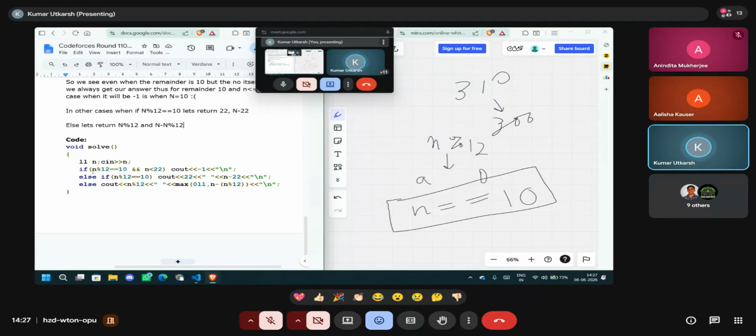So right, we only check that n modulo 12 is equal to 10 and n is less than 22, or we can just check n is equal to 10 and print -1, or else we always have an answer. If n modulo 12 is 10, it will be 22 and n minus 22, right? Or else if it's any other modulo, then it will be n modulo 12 and maximum. I have just taken it in my code. It's not necessary in general. You can take n minus n modulo 12, right?